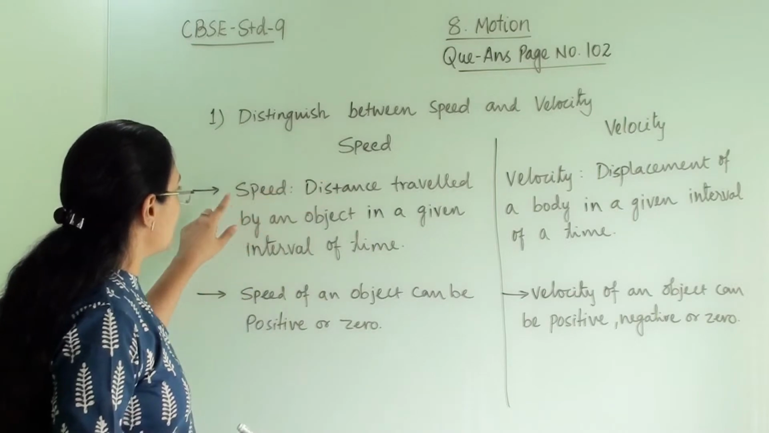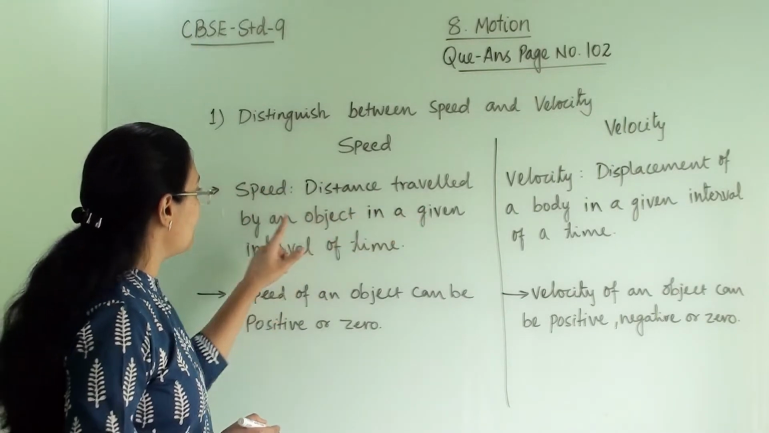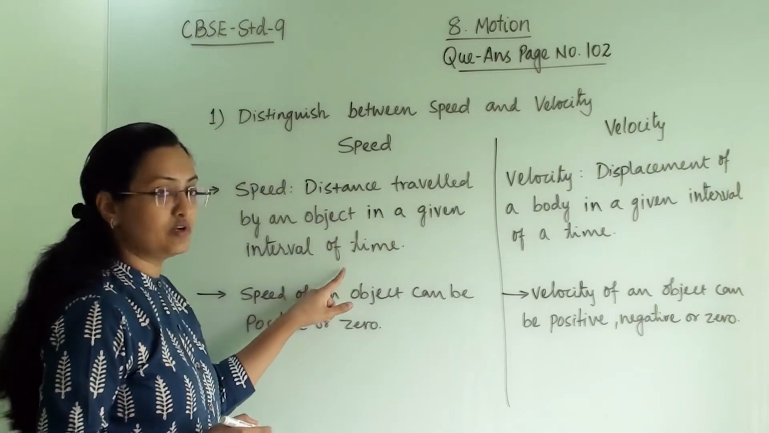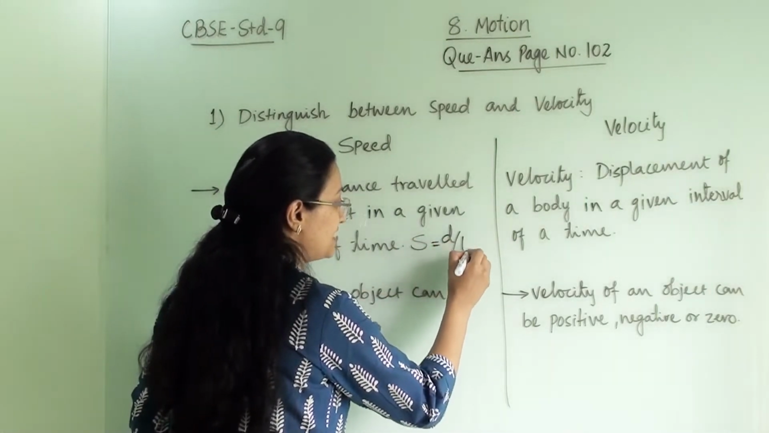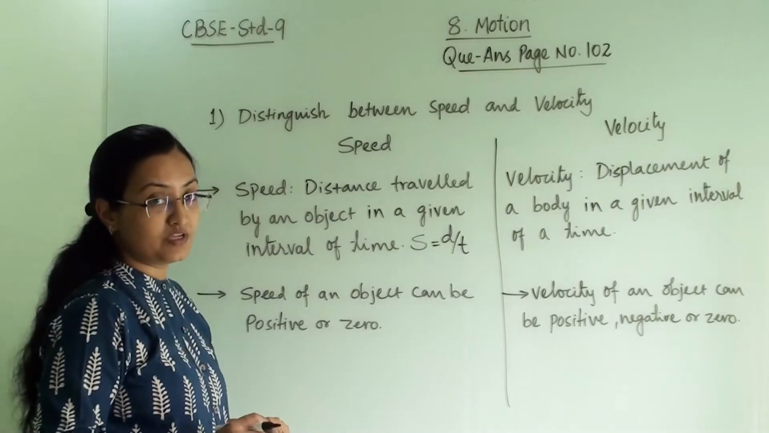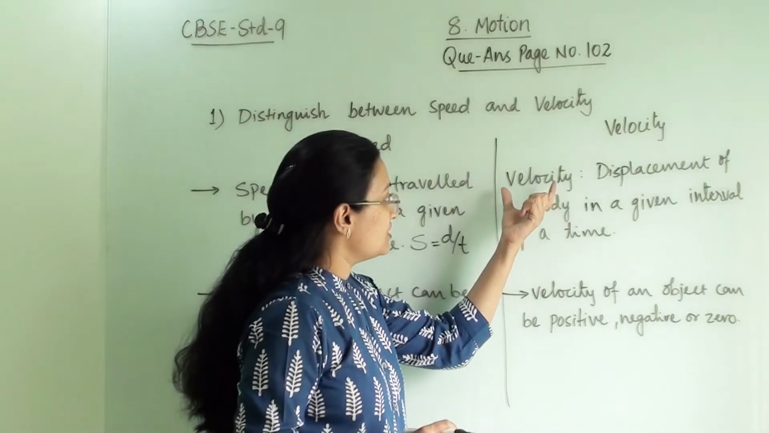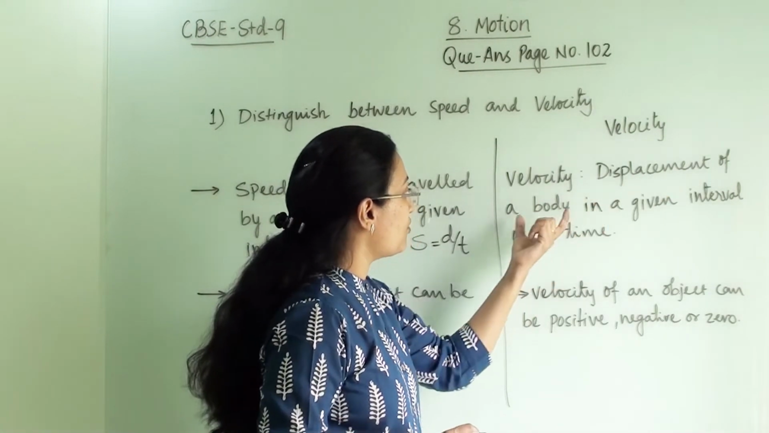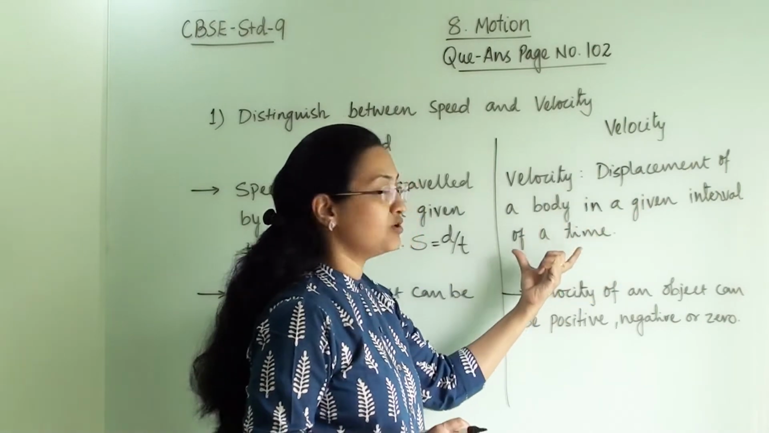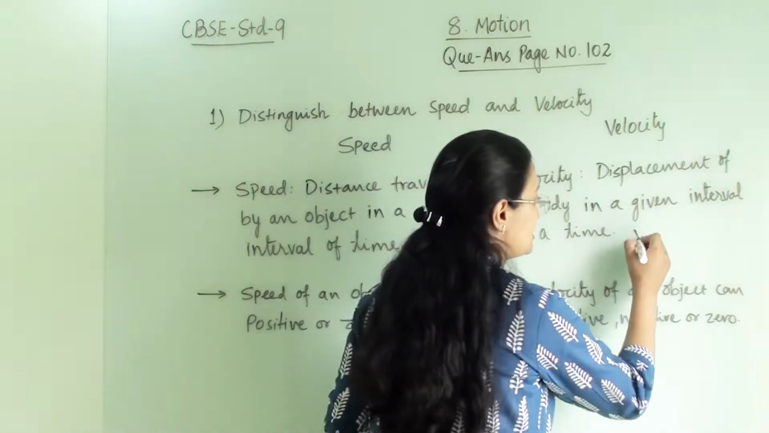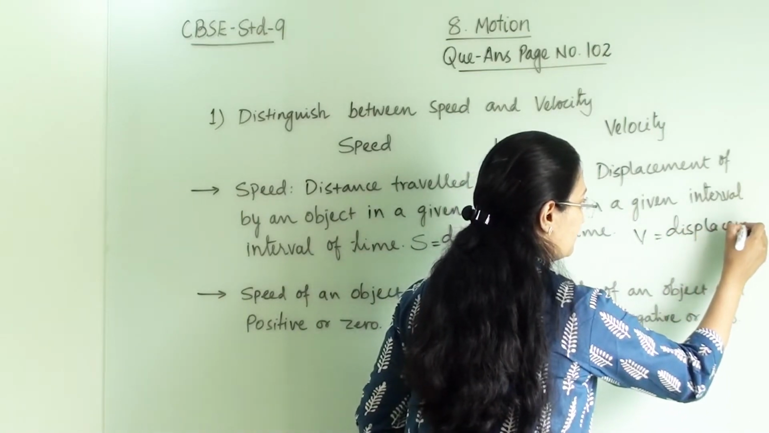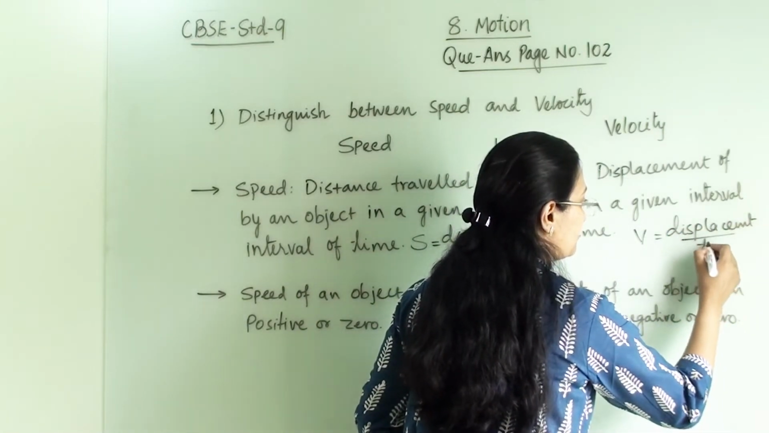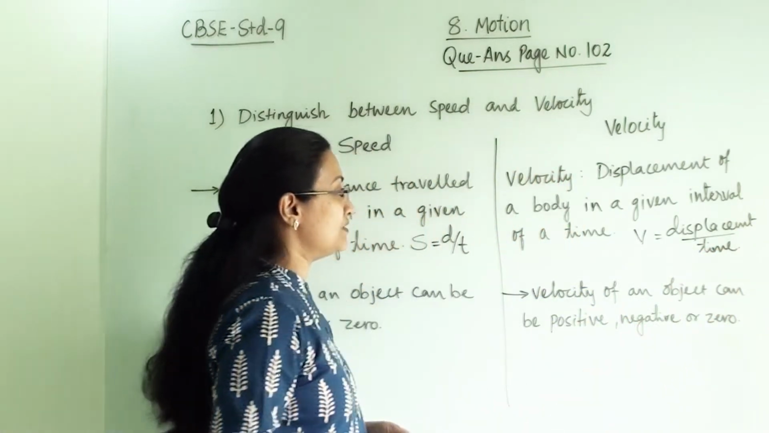So what is speed? Speed is the distance traveled by an object in a given interval of time. So speed equals distance by time. Now, what is velocity? Velocity is the displacement of a body in a given interval of time. So velocity is displacement by time.